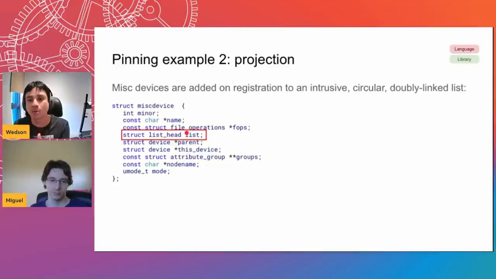And the example we have here is misc devices. The way misc devices are implemented on the C side of the kernel is you have to specify a pointer to a struct of this type, and you have to initialize some fields. And then what the kernel does, once you register, is it uses this field here to add this misc device to a doubly linked, intrusive, and circular linked list, the same type of list that we talked about.